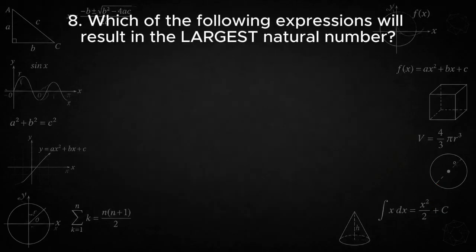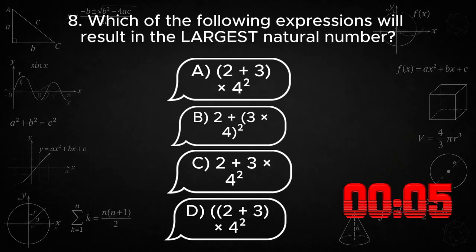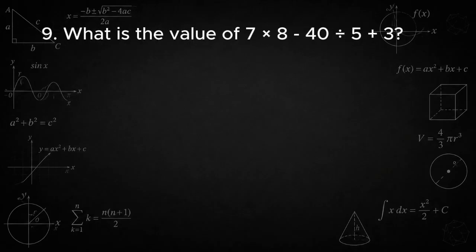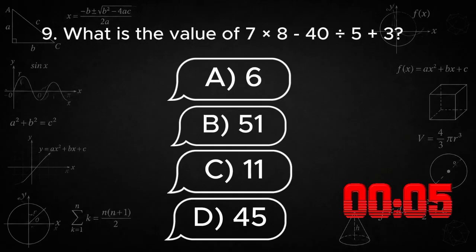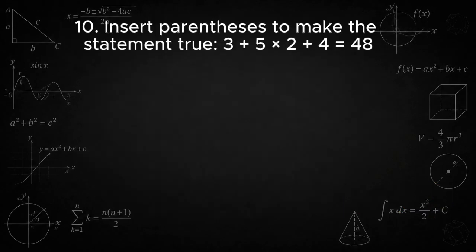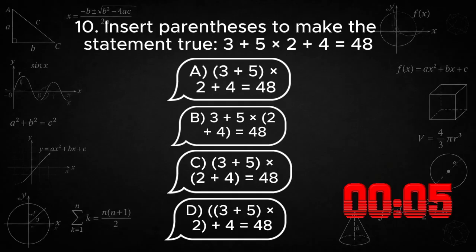8. Which of the following expressions will result in the largest natural number? 9. What is the value of 7 + 8 - 40 divided by 5 + 3? 10. Insert parentheses to make the statement true: 3 + 5 times 2 + 4 equals 48.